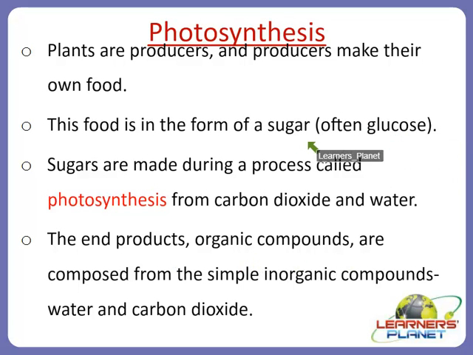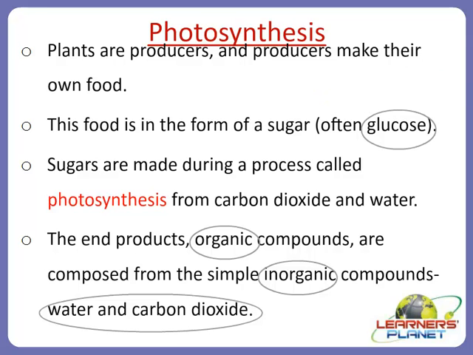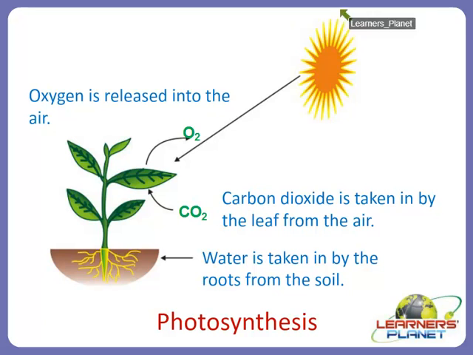So what difference can we see here? The inorganic compounds are water and carbon dioxide, and the organic compound here is glucose, or we can say sugar. So the end products are organic compounds like glucose, which is obtained from simple inorganic compounds like water and carbon dioxide. Right? So in a very short and simple definition, from inorganic compounds, organic compounds like sugar are obtained through the process of photosynthesis.